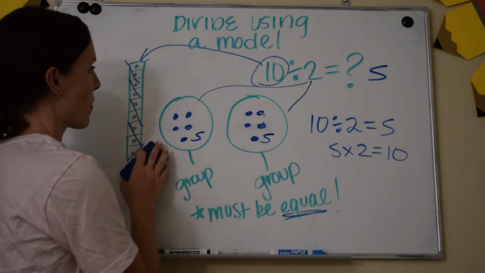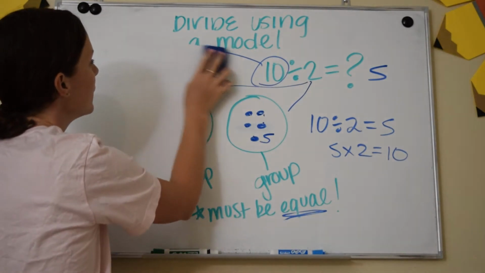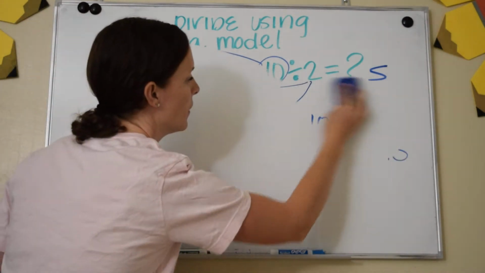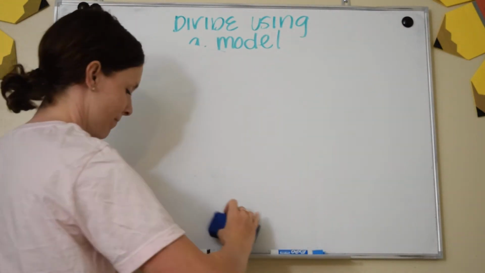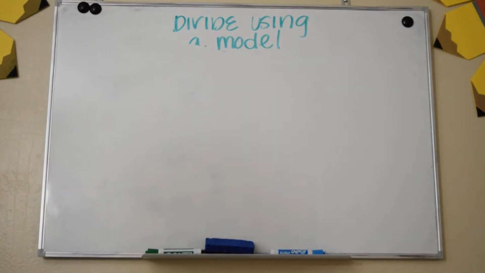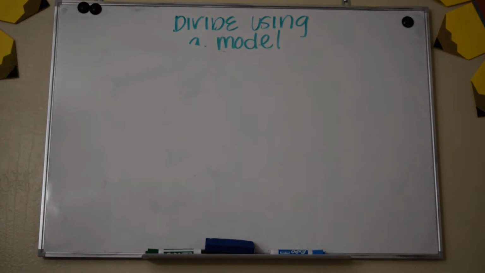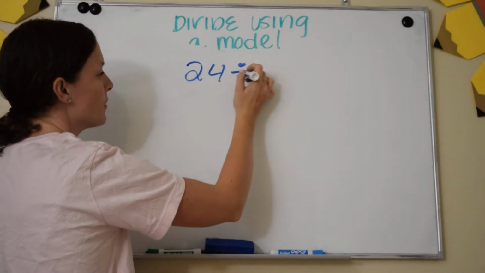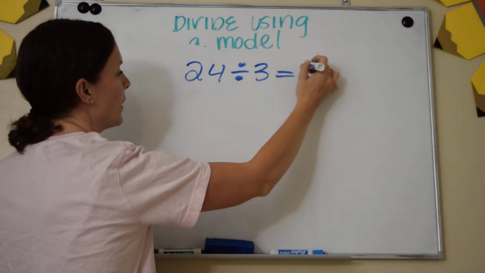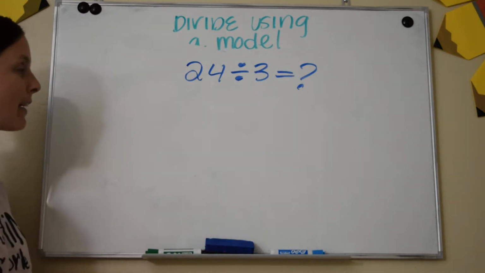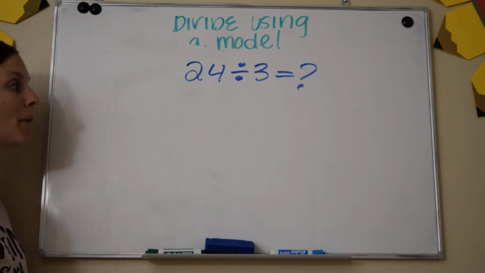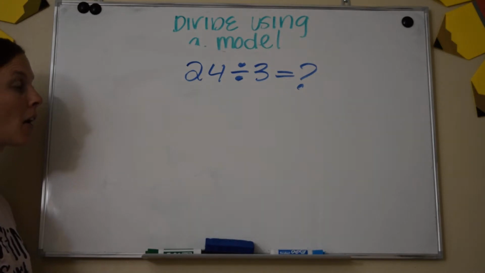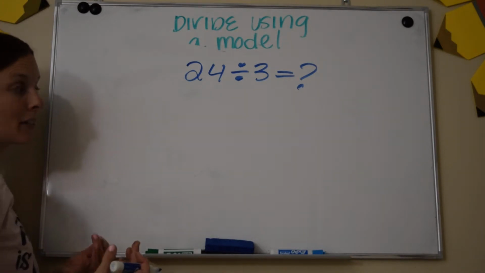Let's go ahead and do another one. Let's go ahead and do a bigger one. Let's do 24 divided by 3. You might not know the fact family for this one, or you might not know if it goes in evenly or not. You could have a remainder, so let's find out.